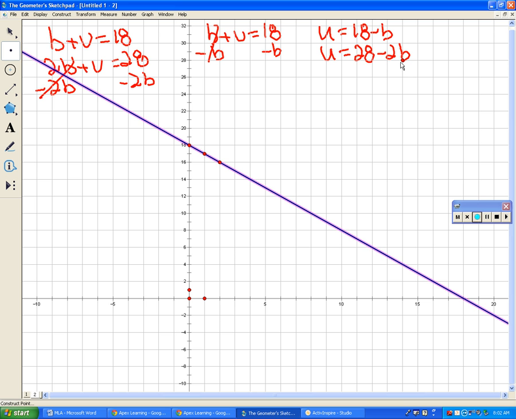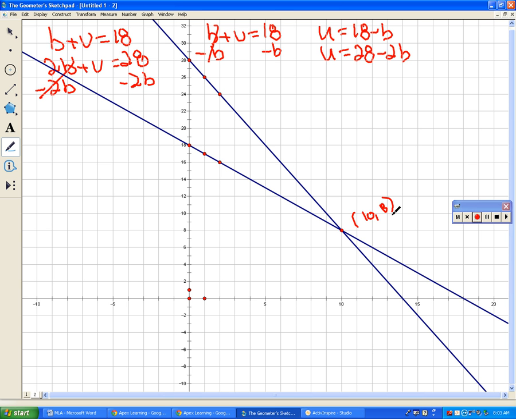This one right here crosses the y-axis at 28 because that's the number that's all by itself. So I'm going to put a dot at 28, and it has a slope of negative 2. So from there I need to go down 2 over 1, down 2 over 1, and if I connect those dots, then that is the graph of that equation. And what we're looking for as a solution is where those two graphs cross, which is right here. So the coordinates of the point there is 10 and 8.